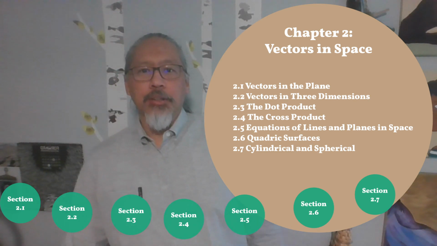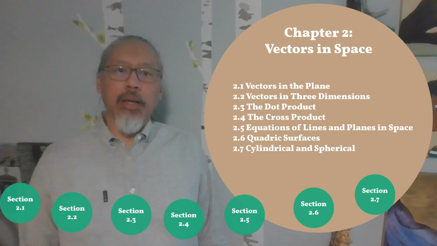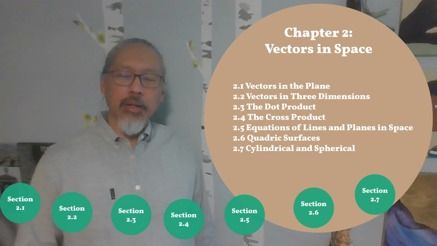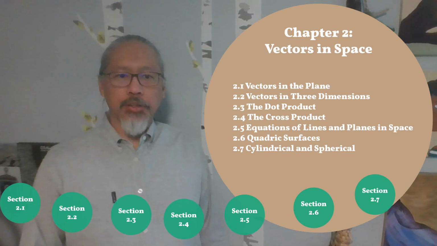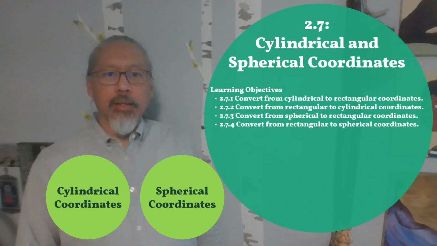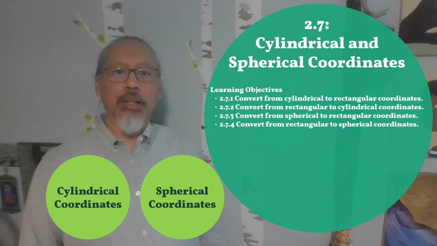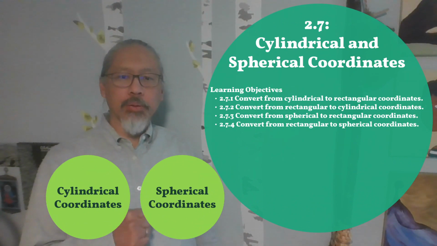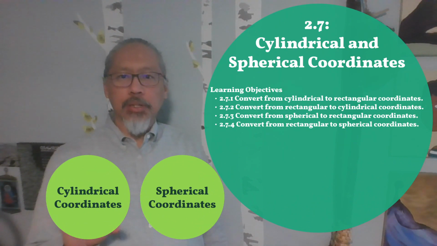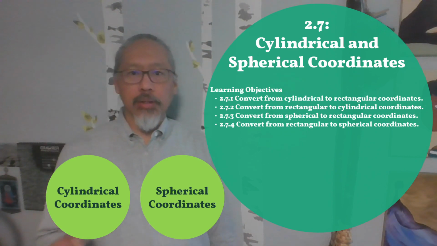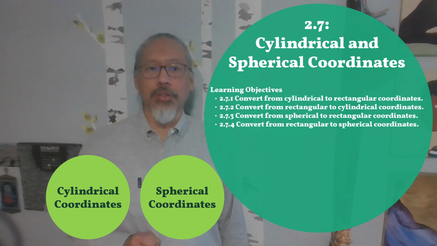Hey there, this is m253 Calculus 3, and we're diving into Chapter 2. We're in our last section, Section 2.7. In this section, we're going to take a look at cylindrical and spherical coordinates. This is going to be a similar switch that we did when we studied polar coordinates, except this time it's going to be in 3 dimensions.